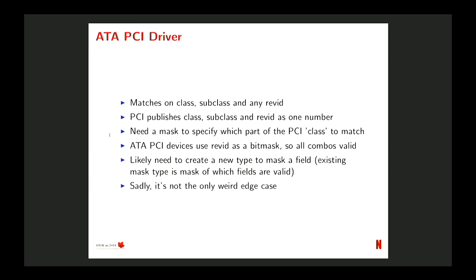So the old ATA PCI driver. I had totally forgotten that this existed, and I thought it was gone from the kernel, but my student asked me about it. The PCI bus publishes class, subclass, and revision ID not as three separate fields, but puts them all into one field and just calls it class. The ATA driver matches the first two, the class and subclass, and then uses the rev ID to figure out a bunch of things. It's not, oh, this is revision 1 or revision 2 or revision 3 of the spec. It's a bit field, and it's this funky thing if this bit is set, and it's that funky thing if that bit's set, and there's this extra register over here if this bit is set, and all the bits are valid, and so we would need like 256 entries in order to cover them all.